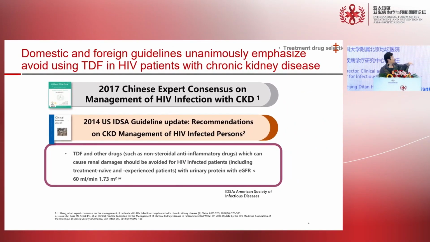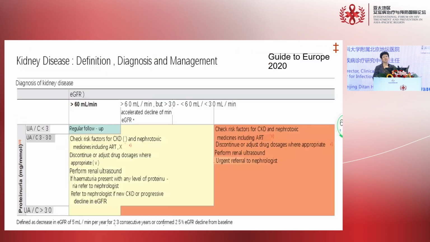For the patient with some renal disorder or renal complication, what are we going to do? This is the guideline in 2014 and in 2017. For patients with eGFR lower than 60 or with some proteinuria, we need to stop TDF, and we should also stop NSAIDs. Actually, it's difficult to manage in the ward, because once the patient has a fever, we may use ibuprofen or other NSAIDs. Those NSAIDs will increase the toxicity on the kidney.